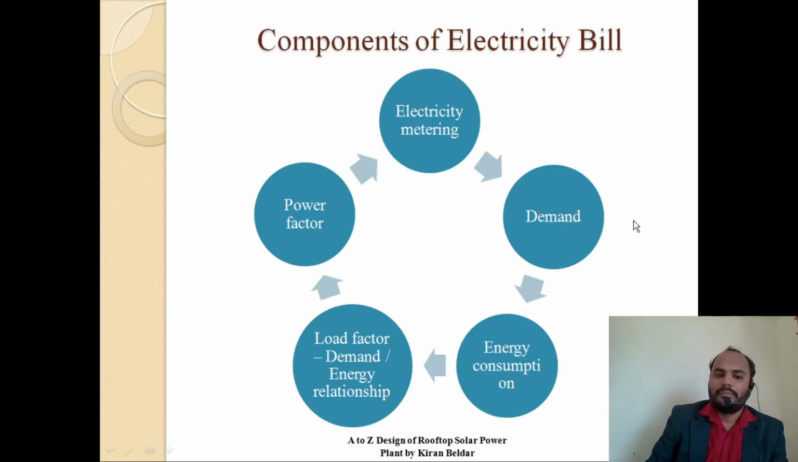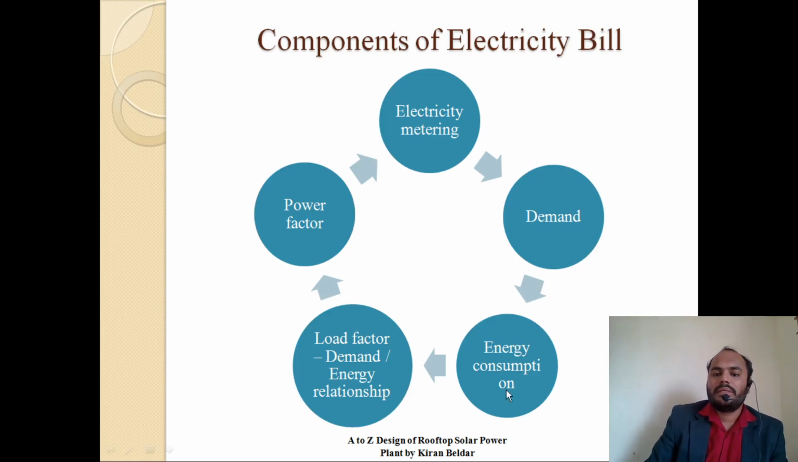Second is the demand. For example, in the morning 8 to 10 am, 10 to 12, then 1 pm to 3 pm, 3 pm to 5 pm, likewise in slots of 2 hours or 3 hours, the grid checks the peak maximum demand. According to the demand, the grid or the distribution companies charge their electricity bill.